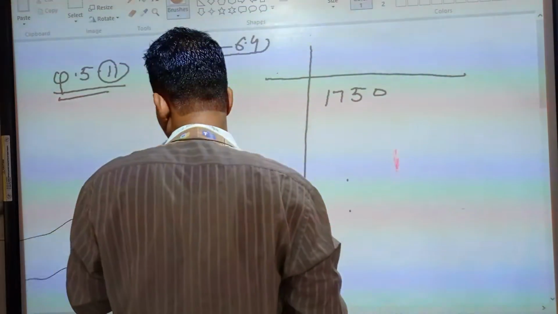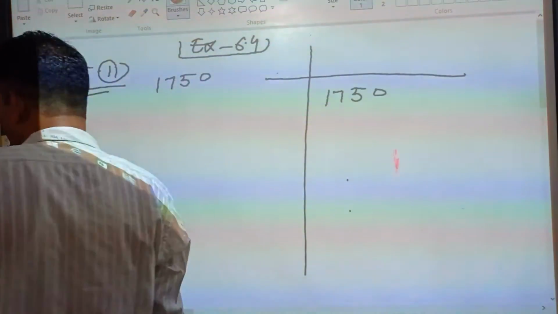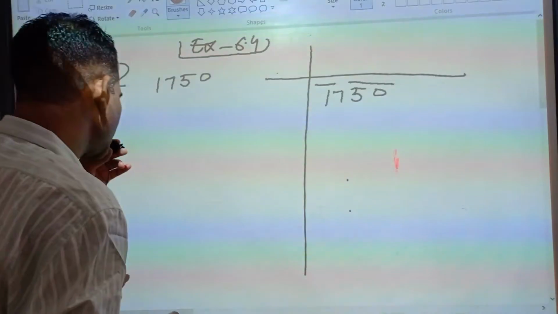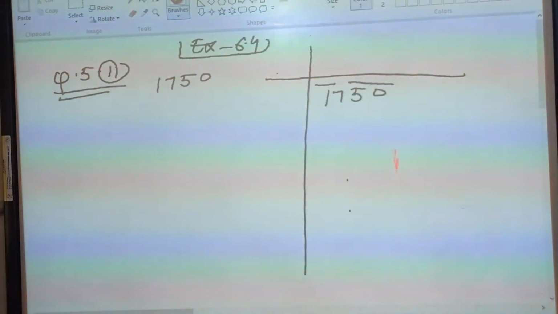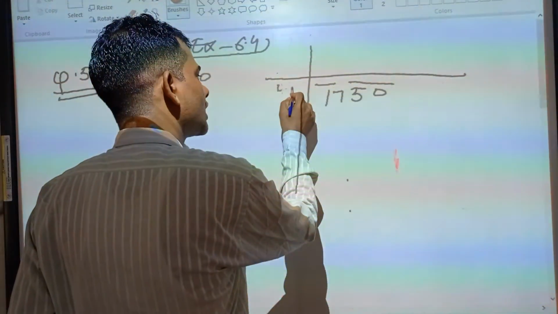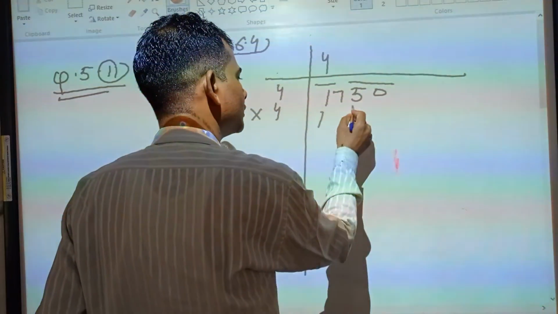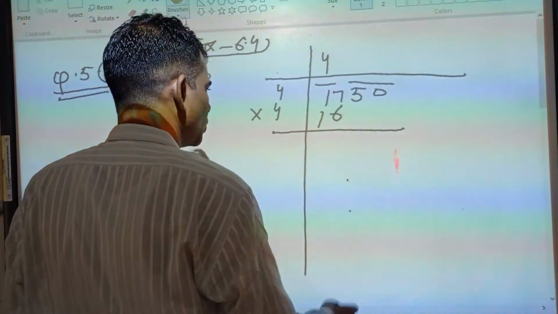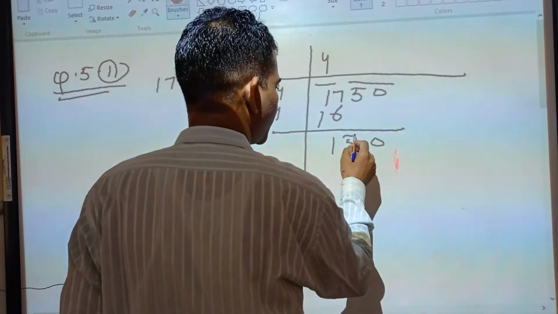Now 1750. Carry pairs from the last digits. Your first pairing is 17. Find the perfect square number: 4 fours are 16. Yes, very good. 17 minus 16 is 1. Bring down the next pair, 50.